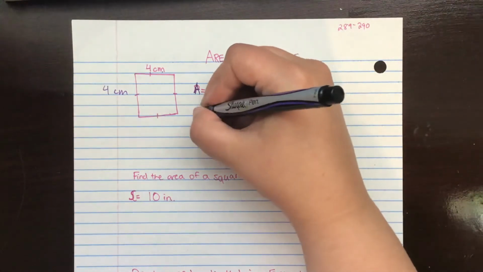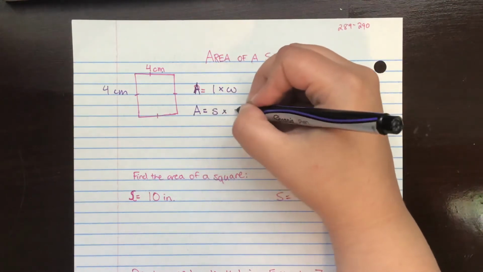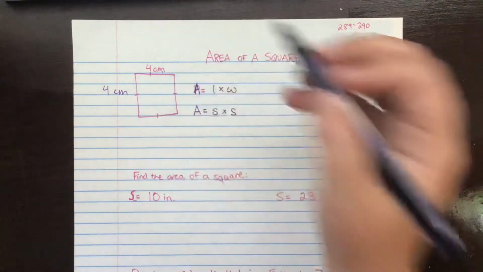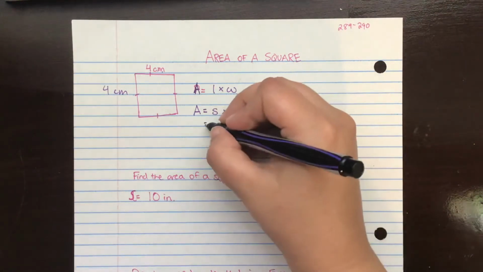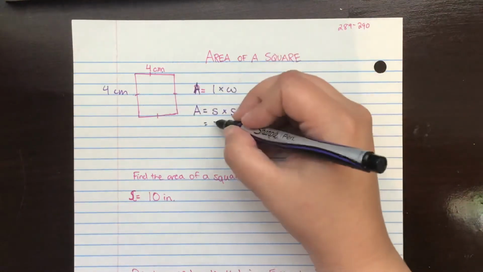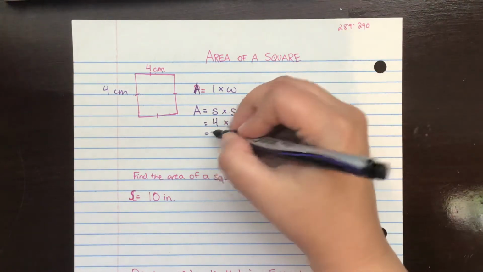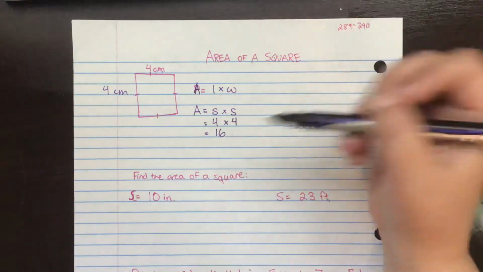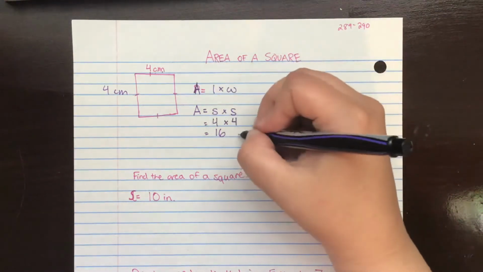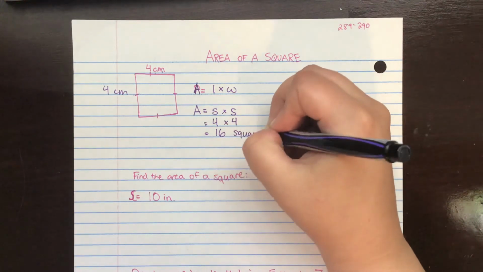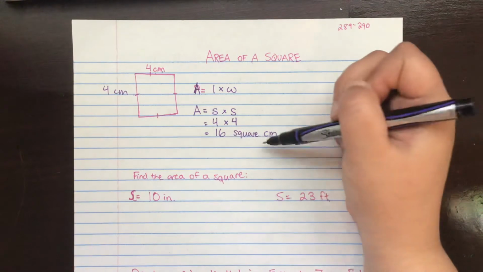So the area for a square looks like this. Area equals side times side, because both of these are the exact same. So if that's our formula, all we need to do is put our number in for our side. 4 times 4 equals 16. And of course we can't leave it 16 because it's area. We have to write square centimeters. So it's equal to 16 square centimeters.